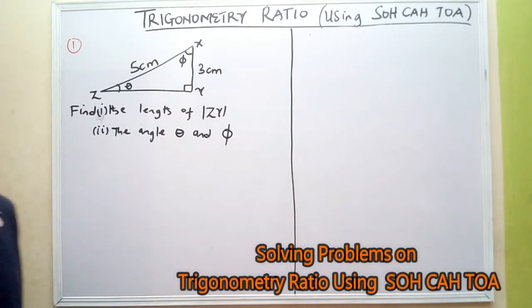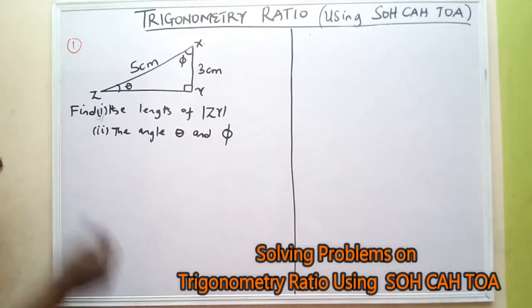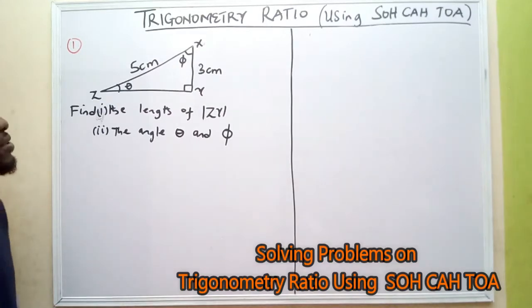Today we're going to solve problems on trigonometric ratio. Now let's see this question. The question says: find the length of ZY and then the angle theta and the angle phi.